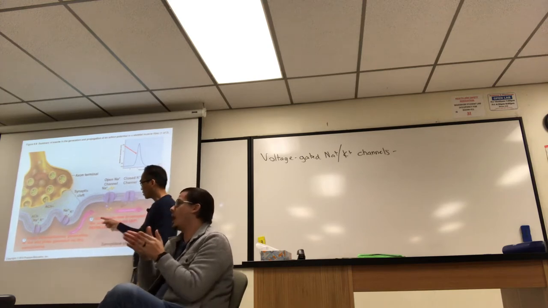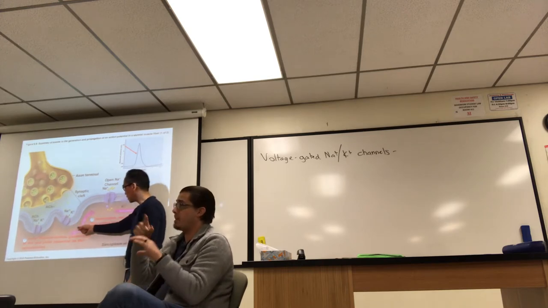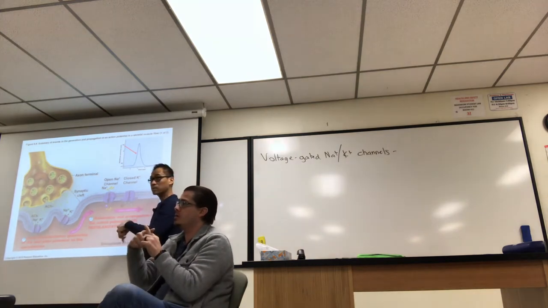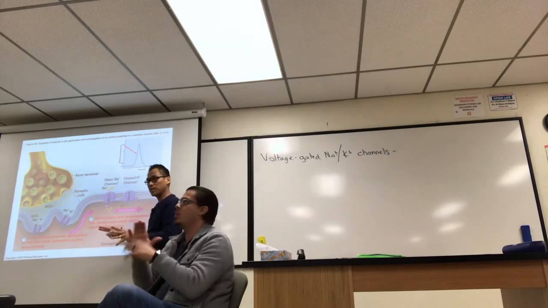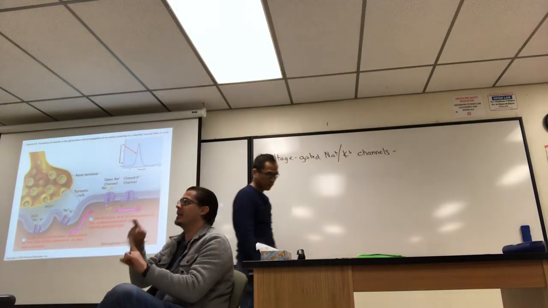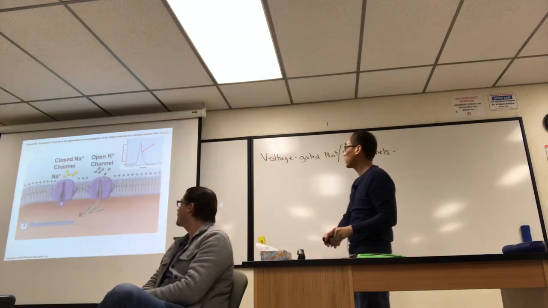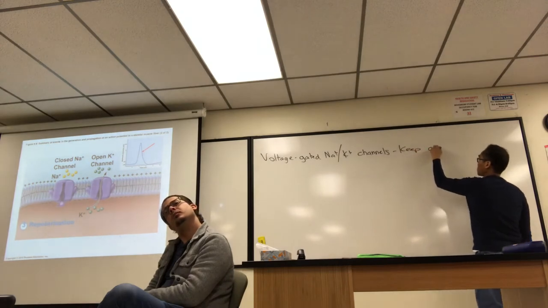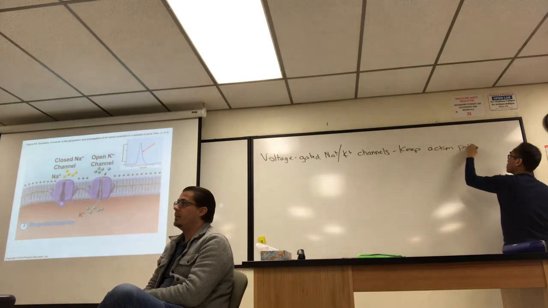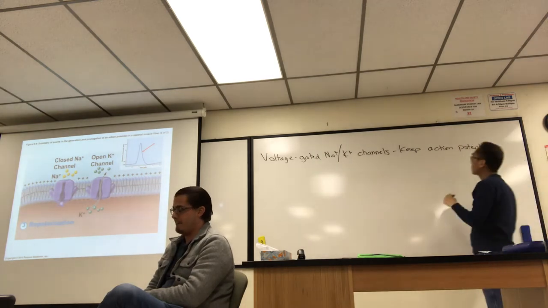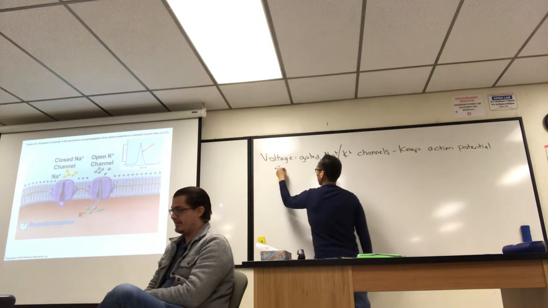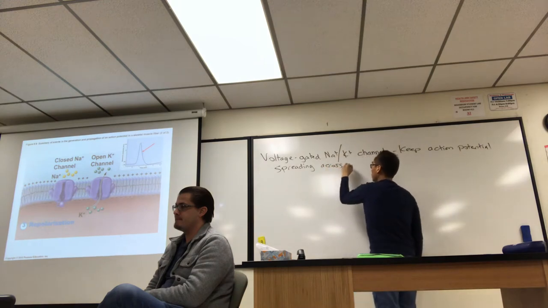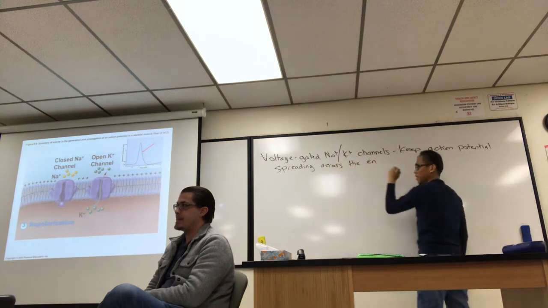Once this little jolt of sodium influx gets in, it's enough to activate other channels to keep more positive charge flowing in, so that the whole cell becomes depolarized and stimulated. So these voltage-gated ones are very important. I'll say keep the action potential spreading across the entire muscle fiber.